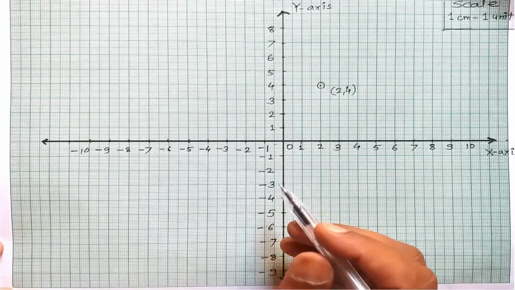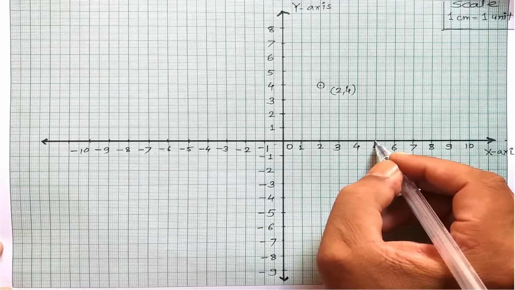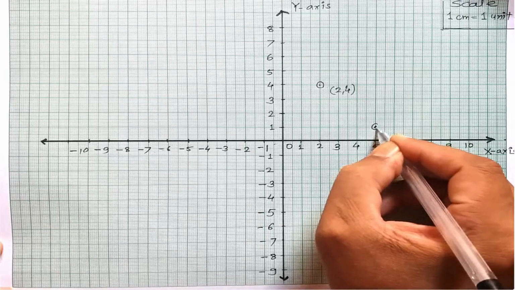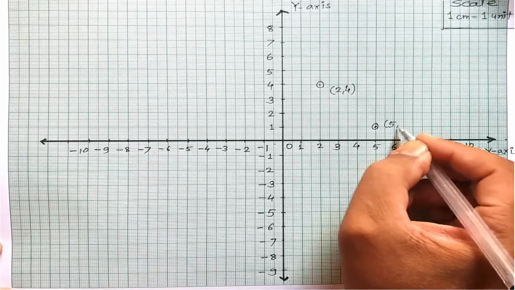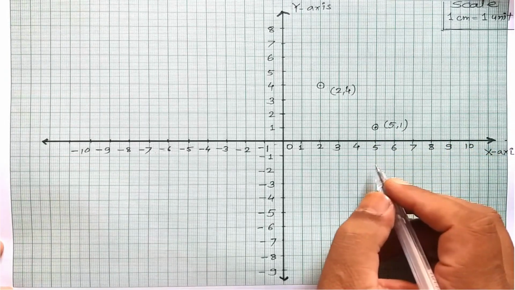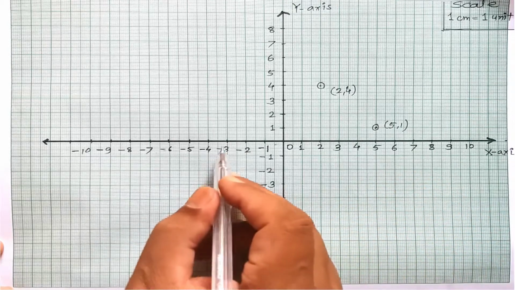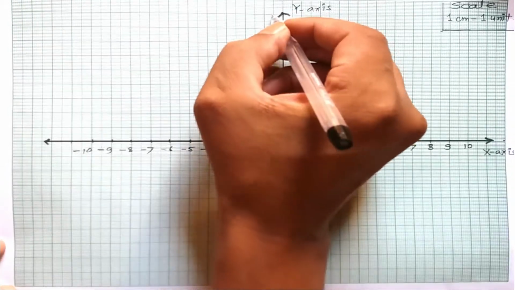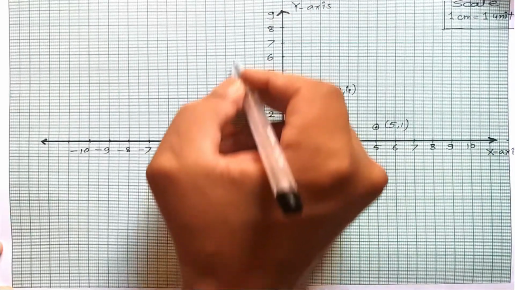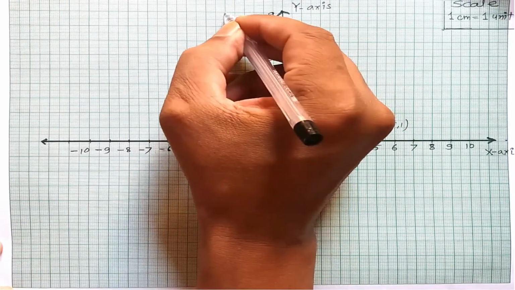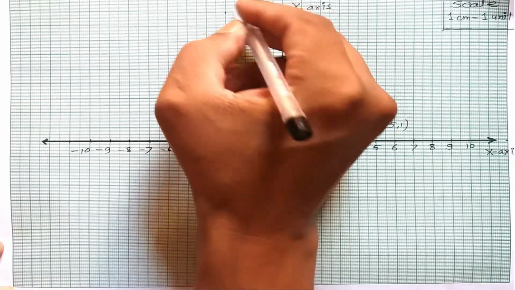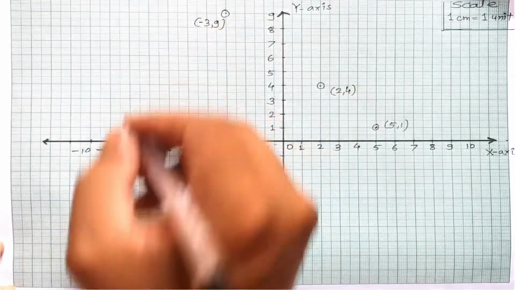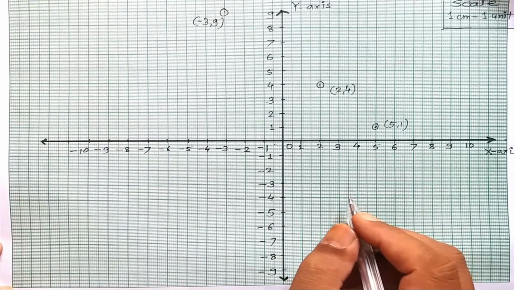The second point is 5 and 1. The point is here. 5 and 1. Third point is negative 3 and 9. Negative 3 and 9, that will be here. This point lies here. And the fourth point is 0, 6.